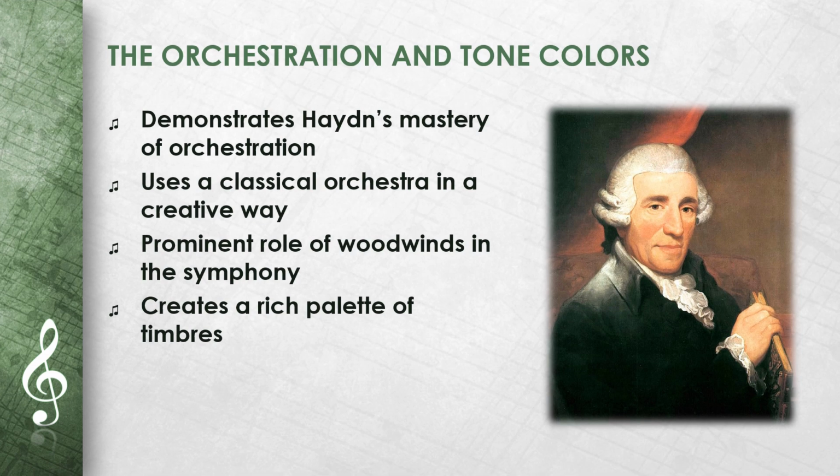In the Oxford Symphony, Haydn demonstrates his mastery of orchestration. He uses a classical orchestra typical of the time, but uses the instruments in a particularly creative way. The use of woodwinds is noteworthy, as they play a prominent role in this symphony, especially in the second and fourth movements. Haydn creates a rich palette of timbres, ranging from delicate string sounds to powerful tutti passages.